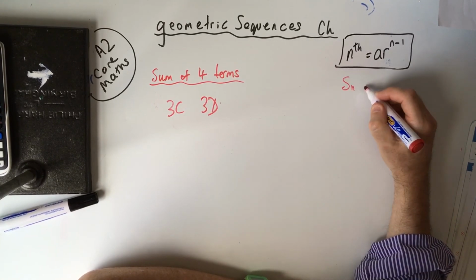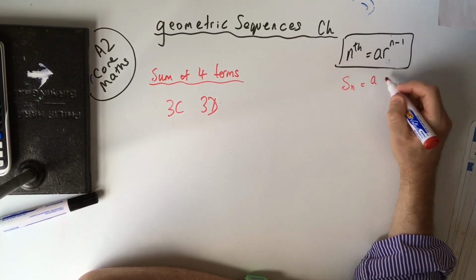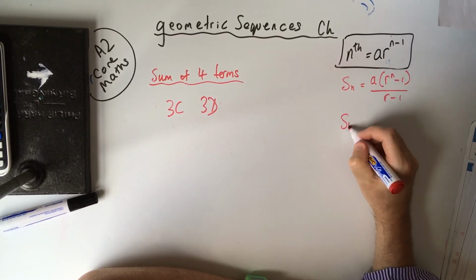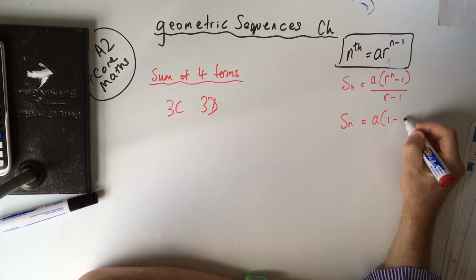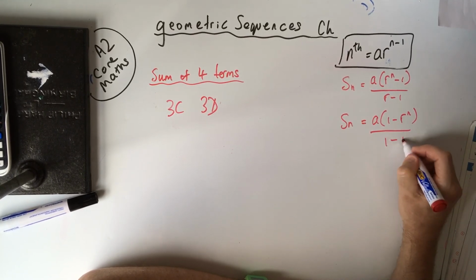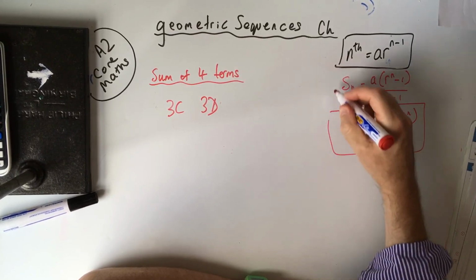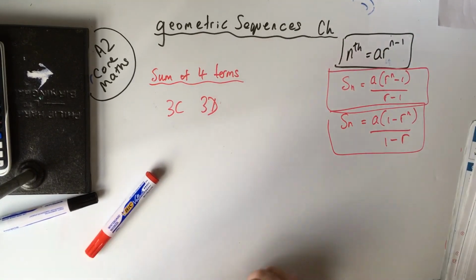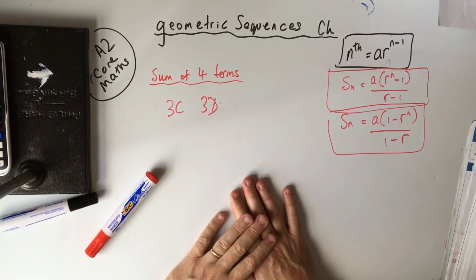So the sum of n terms, you've got a choice. You've got a times r to the n minus 1 over r minus 1, or the sum of n terms is a times 1 minus r to the n over 1 minus r. Once you've done them a few times, they are easy to remember. I think you get given them in the formula booklet, but it's good to remember those.